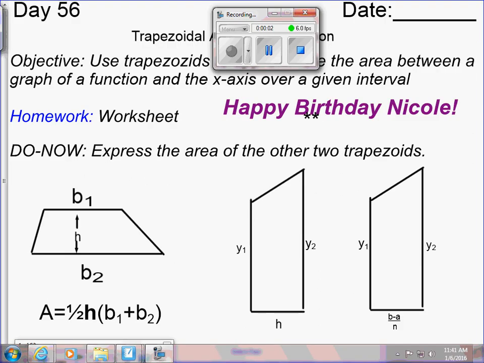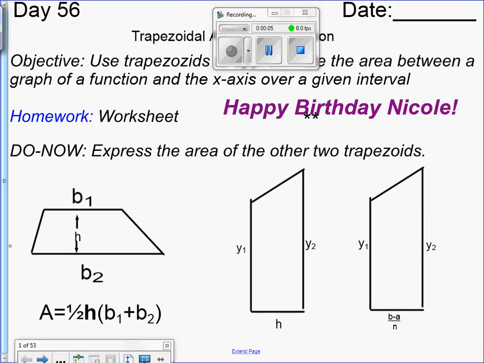All right, guys, let's get going. We've been approximating area under curves using rectangles and having a lot of fun, right? But today we want to use trapezoids.